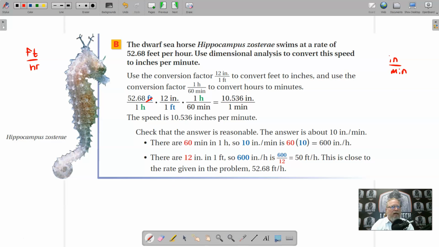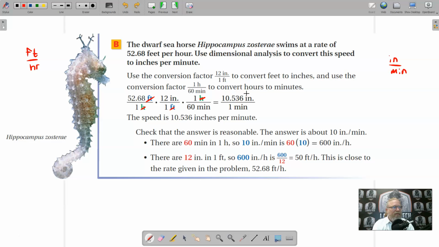They put them in colors. I like to cancel them out. So feet cancels feet. Hours cancels hours. We're left with inches and minutes. And notice that's what we have, inches and minutes. So everything seems to be set up quite nicely. Now we do our multiplication of all of our numbers, 52.68 times 12. And that doesn't equal 10. There's a little bit of something going on there. Let's see what that is. I'll show you what that is.